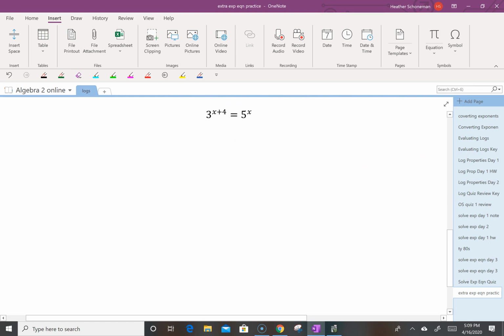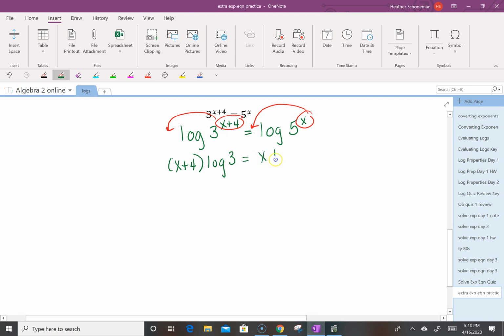All right, let's try one more. So again, I can't make the bases the same, so I'm going to rewrite them using log. So I'm going to take the log of 3 to the x plus 4 equals the log of 5 to the x. Now using my exponent properties, I'm going to move the exponent to the outside. That gives me x plus 4 times the log of 3 equals x times the log of 5. I'm going to distribute. So when I distribute, I get x times the log of 3 plus 4 times the log of 3 equals x times the log of 5.